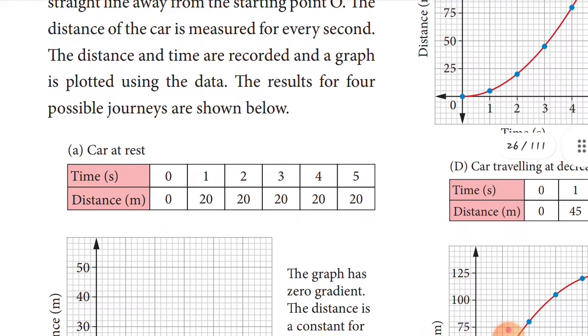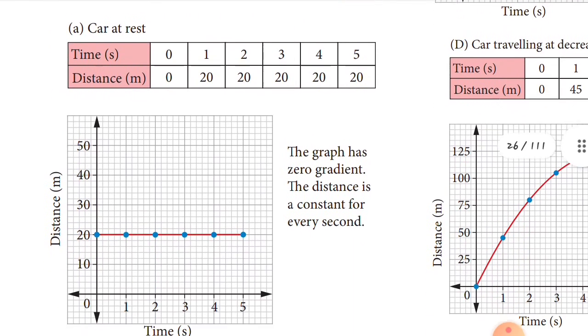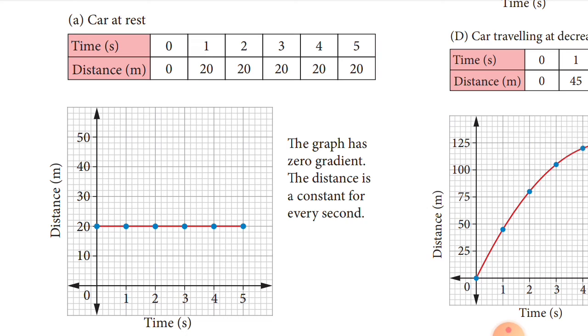See this data, children. Time is given from 0 to 5 seconds, and distance is also given. At first, time 0 and distance 0, that is the initial position. Then at 1 second, 20; at 2 seconds, 20; at 3 seconds, 20. So here it is constant. See this graph, children. Data means the values of time and distance given.